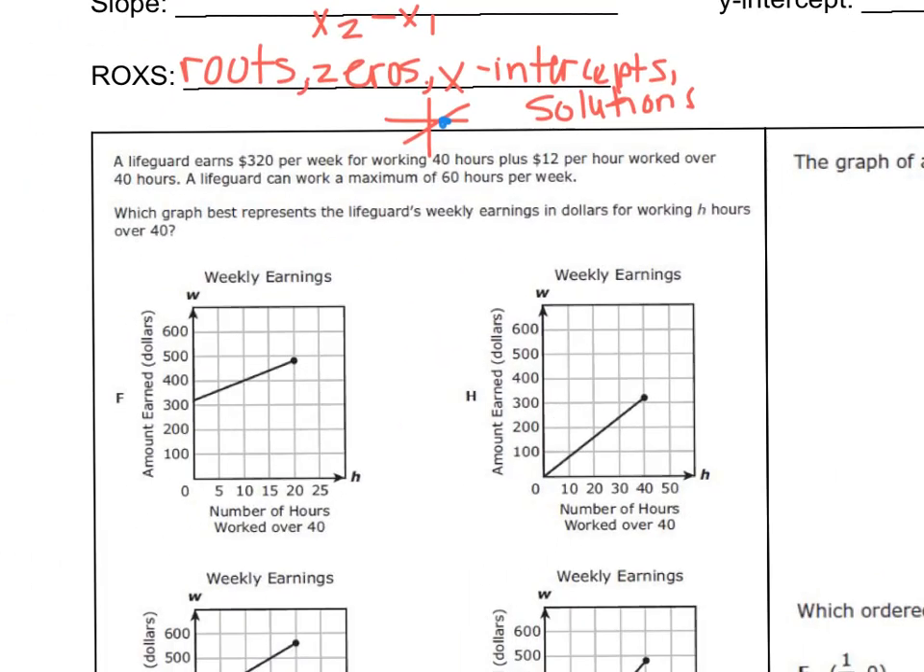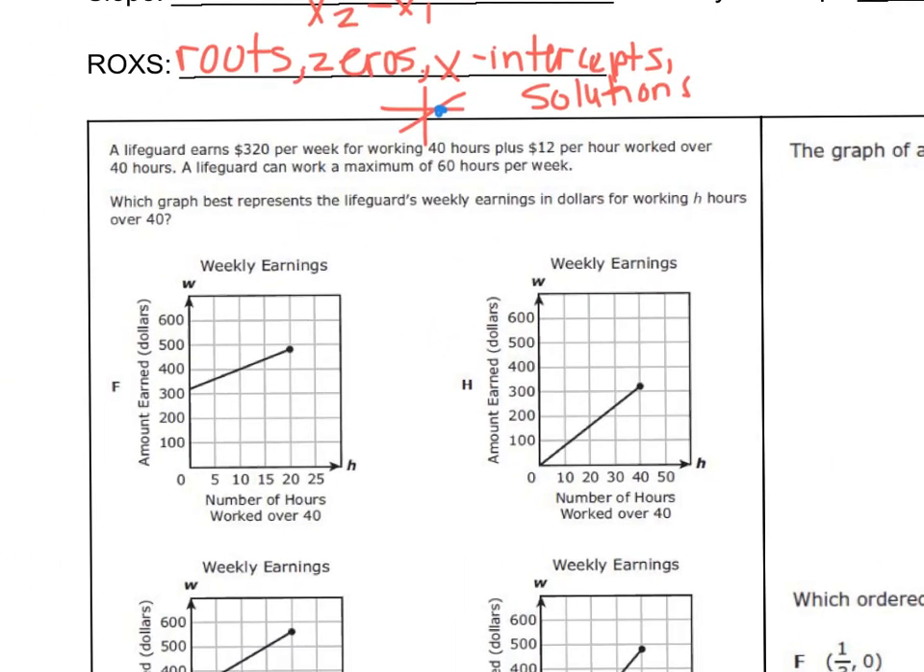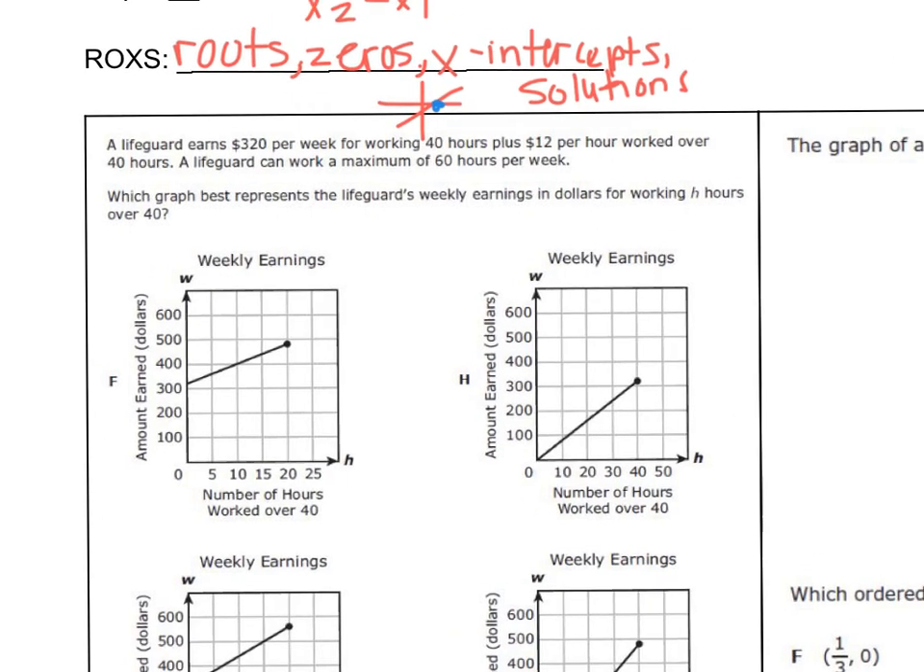So let's look at the first question. A lifeguard earns $320 per week for working 40 hours plus $12 per hour worked over 40 hours. A lifeguard can work a maximum of 60 hours per week. So we want to go in and circle our numbers. That way we know what we're looking for in our graph. $320 per week for working 40 hours plus $12 per hour worked over 40 hours. They can work a maximum of 60 hours per week. So the minimum amount of money they can get is $320, that's going to be our starting point.